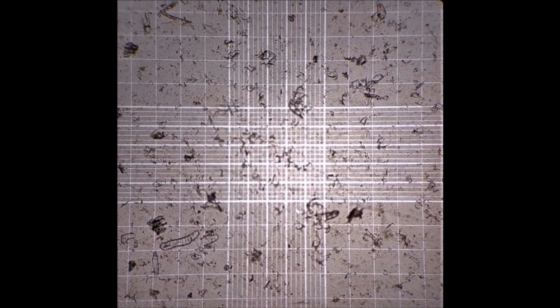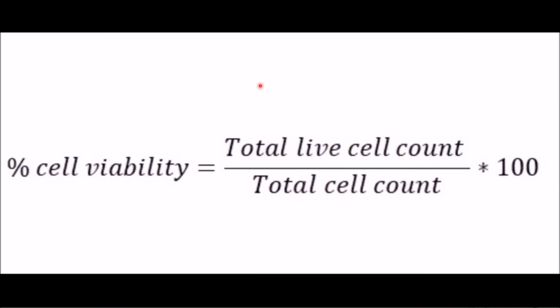Suspension cells, when observed under a microscope, had a heterogeneous population of cells: single cells, elongated cells, and cell aggregates. When the cells are observed under fluorescent microscope, the live cells are fluorescent green and the dead cells are unstained. So we take a count of both live and dead cells and calculate the percentage cell viability using the formula: total live cell count divided by total cell count, times 100.